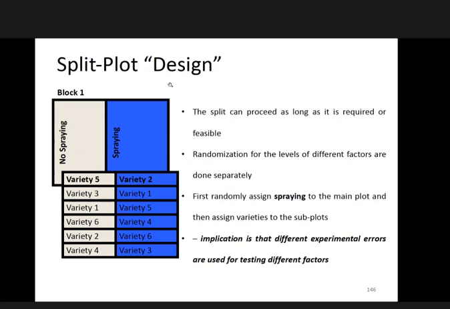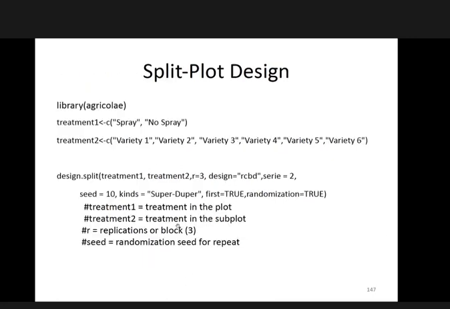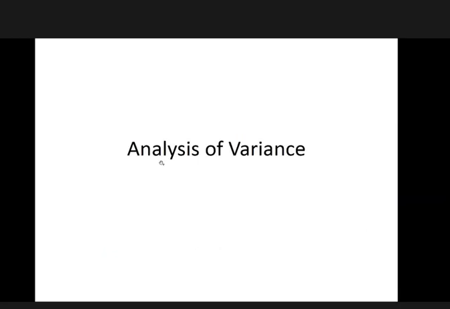Okay? So the implication is that when I'm going to analyze my split plot design, I have two experimental errors. Remember, experimental error is related to the randomization process. I have experimental error for the main plot, and then I have experimental error for the subplot. So there are two different experimental errors that you can actually use for testing the different factors. So this is how it will be generated. We're going to look at this. Okay, so that is our design.